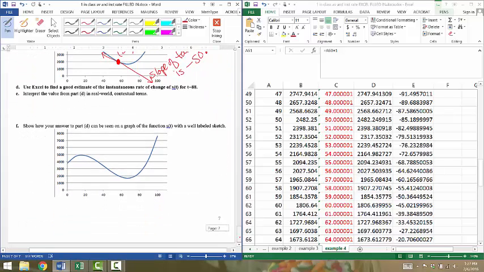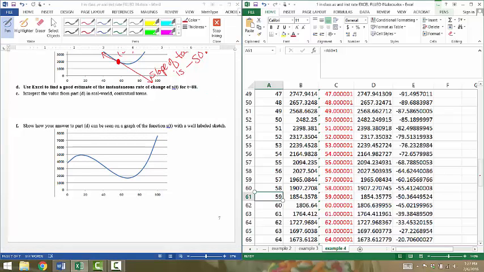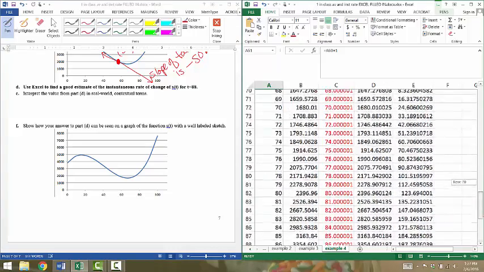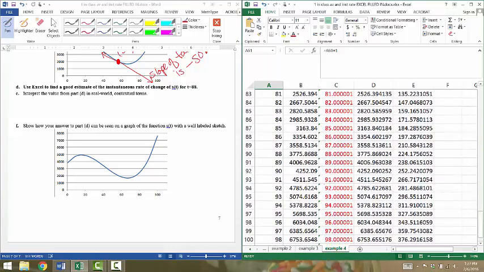Similarly, this last one says, now use Excel to find a good estimate of the instantaneous rate of change when t is 88. So I'm just going to go down in my table to t is 88. There it is. T is 88. Population of Park City, Utah was 3,776 people. And I see over here in column E, it's going up at a rate of 224 people a year, approximately.